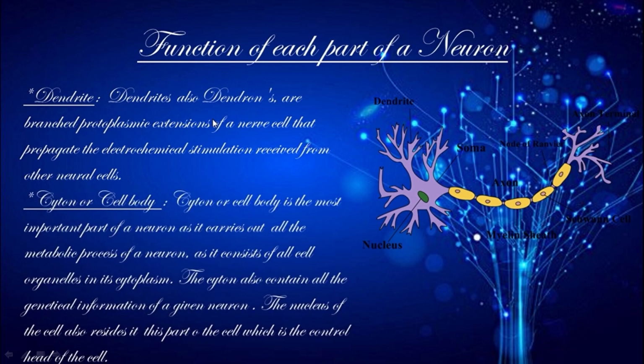Cyton or the cell body. The cyton or the cell body is the most important part of the neuron as it carries out all the metabolic processes of a neuron, as it consists of all cell organelles in its cytoplasm. The cyton also contains all the genetic information of a given neuron. The nucleus of the cell also resides in this part of the cell, which is the control head of the cell and helps in controlling all the metabolic processes. And this contained DNA helps in producing new nerve cells.